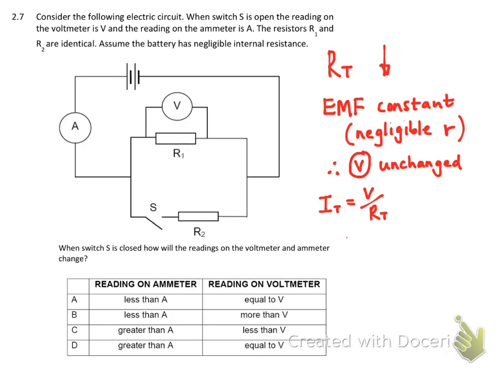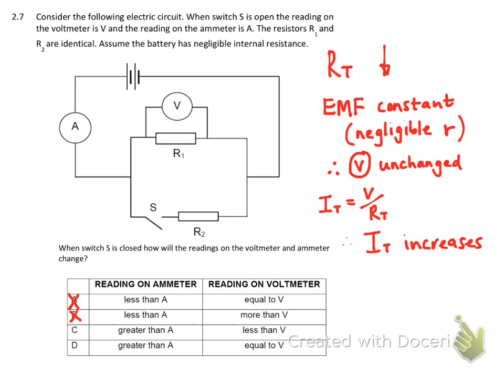Now what about the ammeter? That's measuring the total current. Total current I is V over R. And if R total is decreased, that's the first thing we said, and V remains constant, then our current must increase. So our total current will increase, the reading on the ammeter will increase.